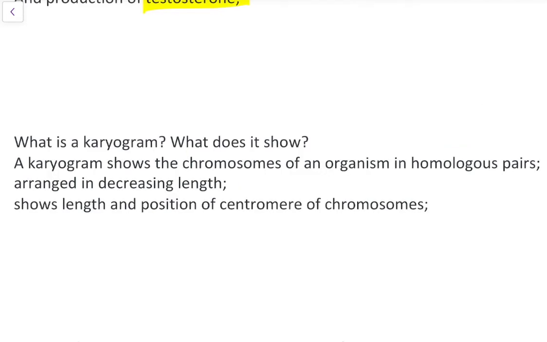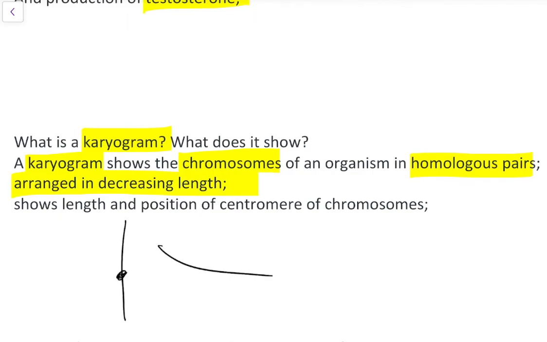We can see sex and also other genetic diseases by looking at a karyogram. So karyotyping produces a karyogram that shows chromosomes arranged into homologous pairs, arranged in decreasing length. So we start with the longest chromosome and we go down to, at the end, the shortest chromosome. The only exception to that is that the X chromosome is quite long, but the sex chromosomes are still considered pair 23. A karyotype can also show the length of the chromosome and the position of the centromere.